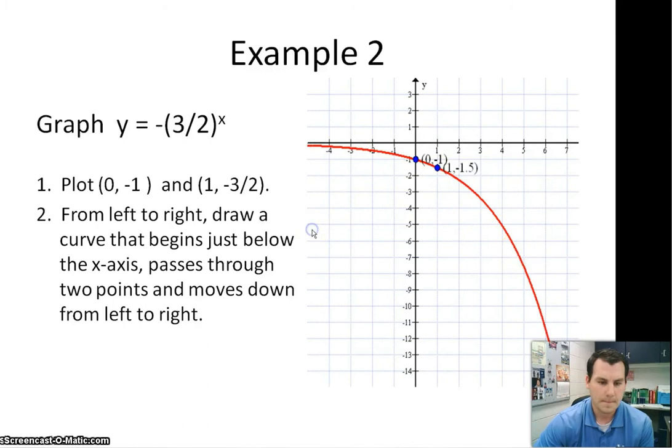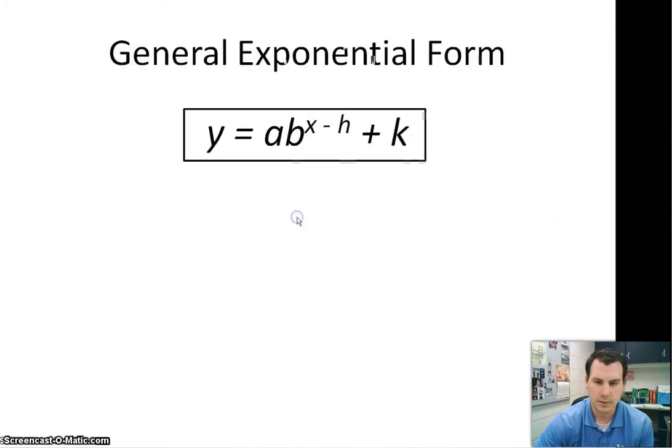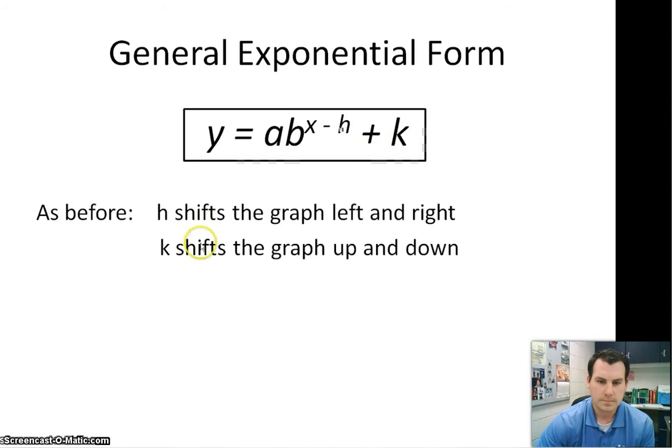Again, our asymptote is at y equals 0. Here's the general form. Now we're going to show the h and the k. H and k, just like all the other stuff, are going to shift it left and right for the h, up and down for the k. So it's the same thing, nothing different about that. It's just in a slightly different form here.